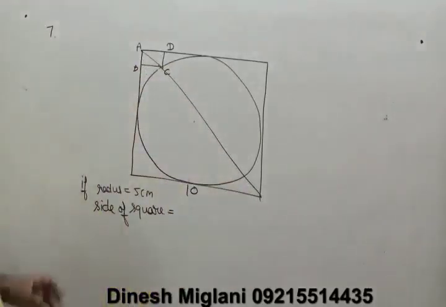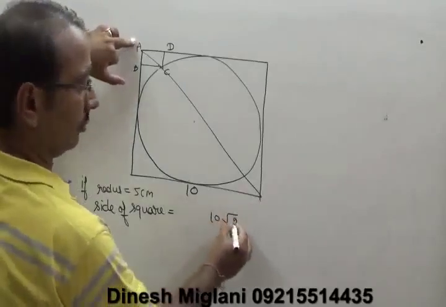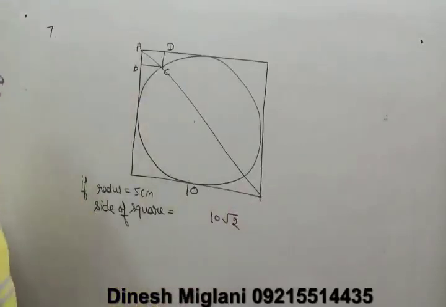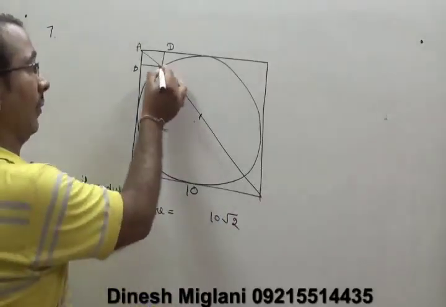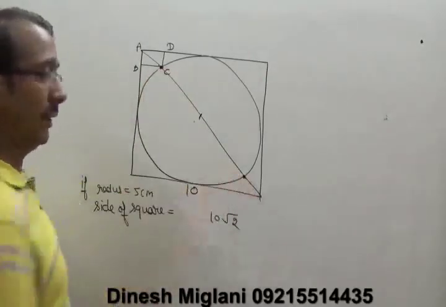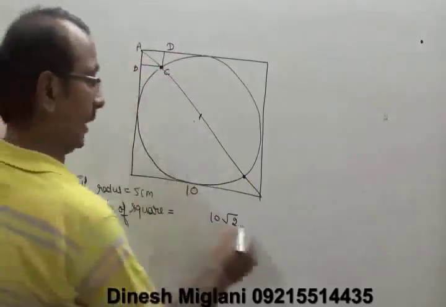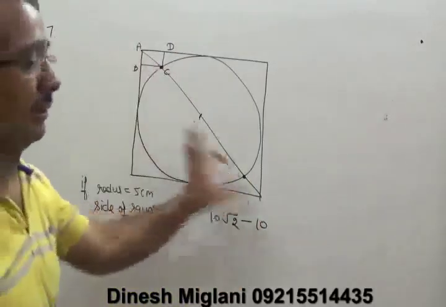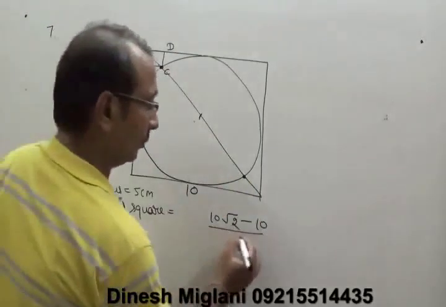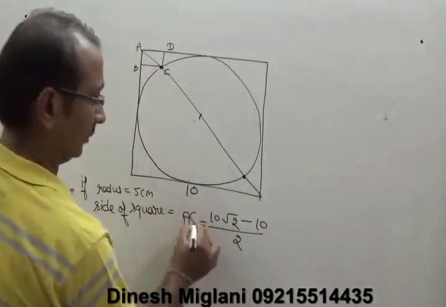Right? Now this is 10, the total would be 10 root 2, as it is the diagonal of the square. Now I can say that from here to here, this is 10, because that is the diameter of the circle. So if I subtract 10 out of it, what am I left with? I am left with this one and this one. If I divide by 2, I am left with AC. So that is the length of AC.